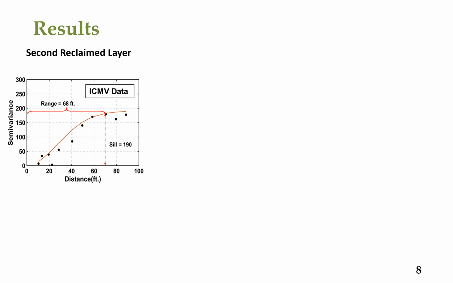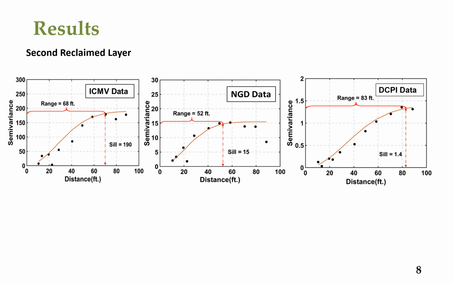And now similarly, we have the semi-variogram models for the second reclaimed layer. The results of geostatistical analysis on the second reclaim phase also revealed that there was better uniformity and consistency among DCPI measurements. As you can see, the range value is 83 feet, whereas the range values of the NGD data and ICMV data were only 52 and 68.